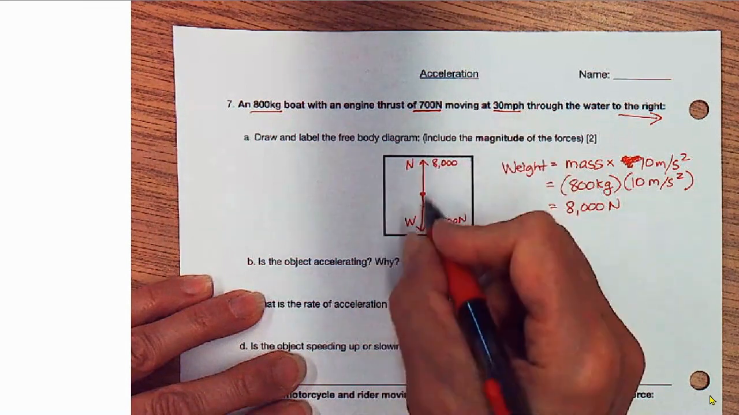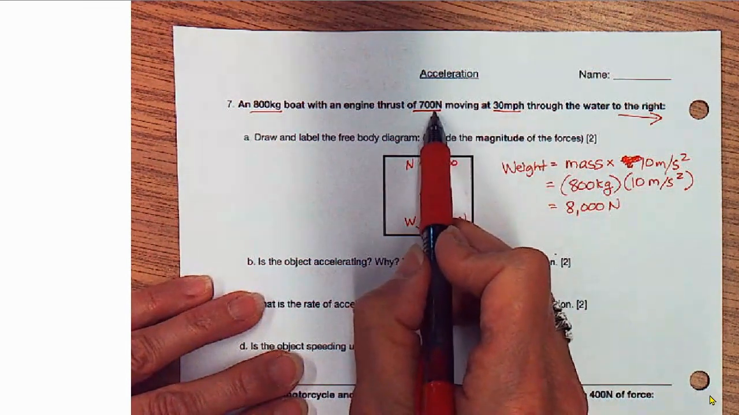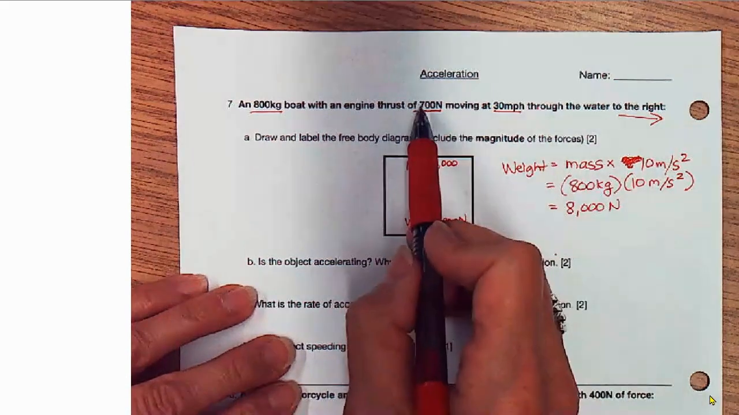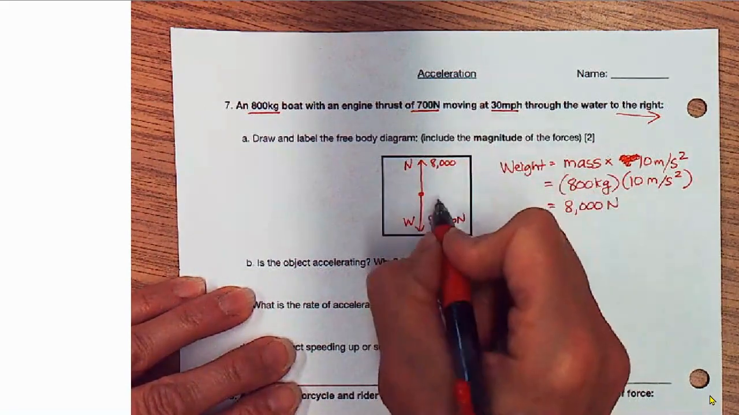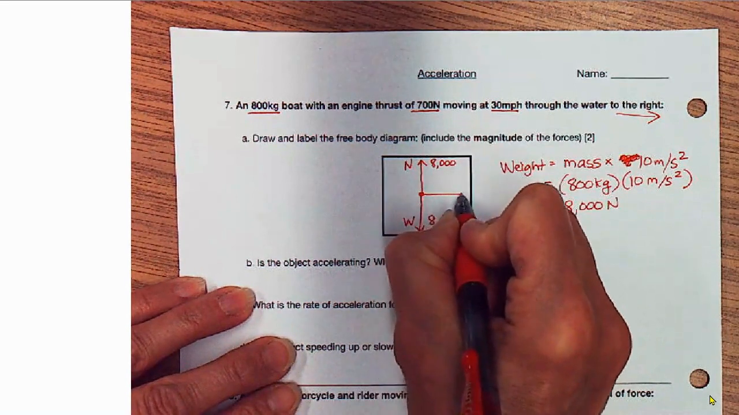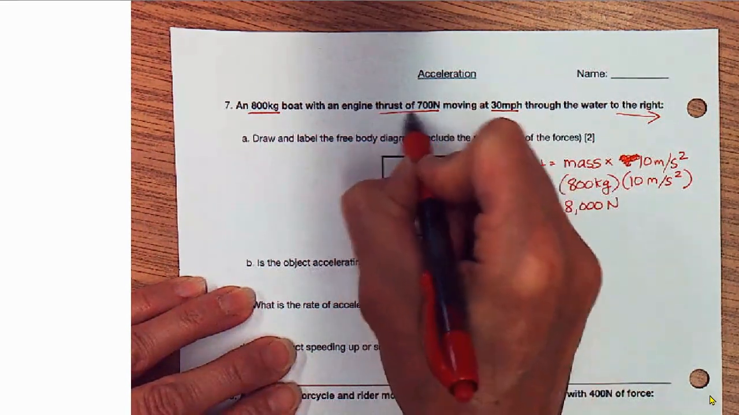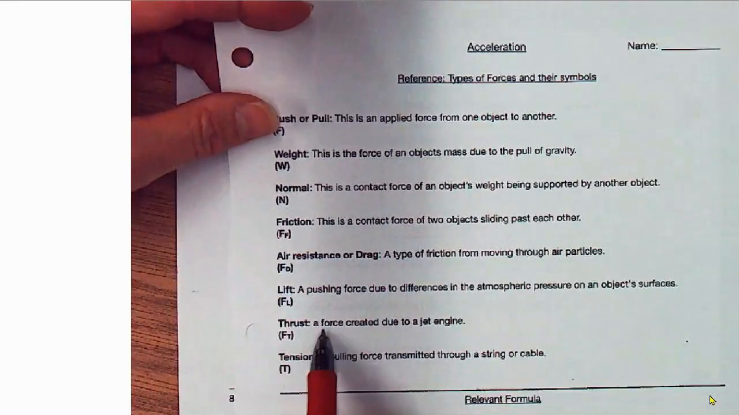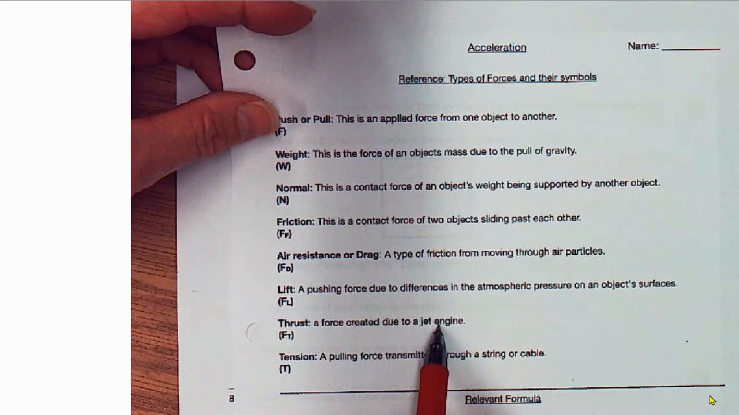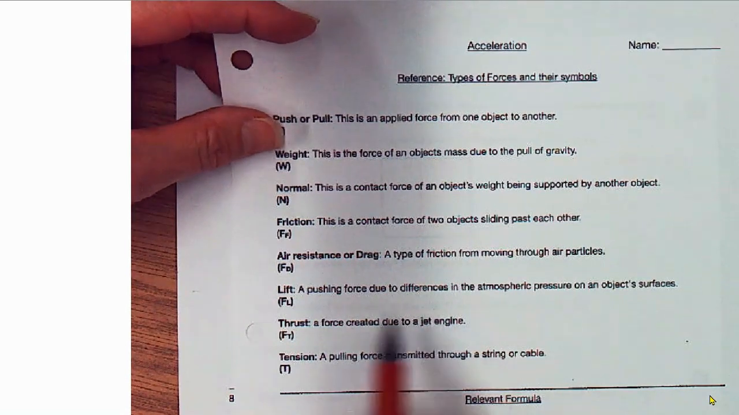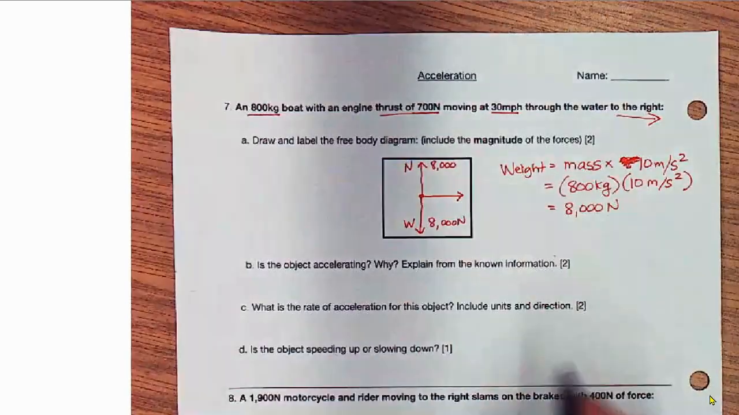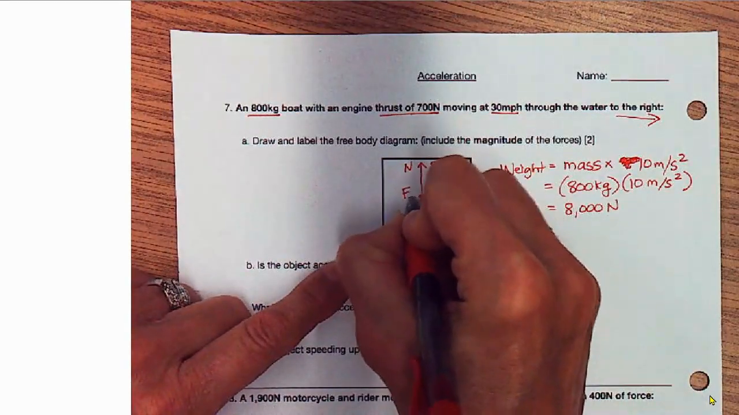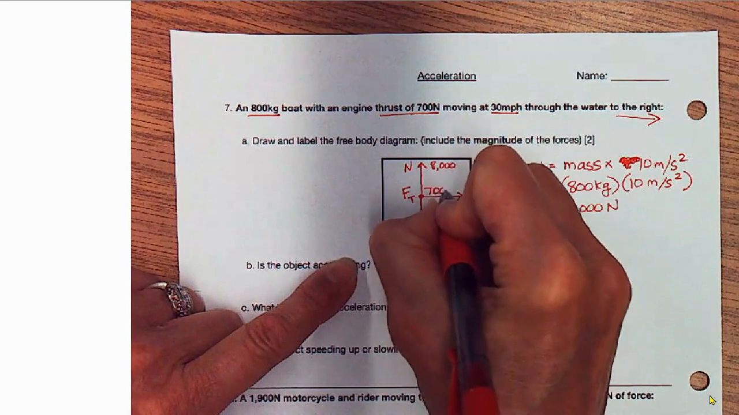So those are balanced, but the boat is moving to the right, and it's going at 30 miles per hour with an overall thrust of 700 newtons. So going back to your symbols, the force created due to an engine, like a jet engine or even a boat engine, is Ft, which is for the force of thrust. So we're going to write that here, and it's 700 newtons.